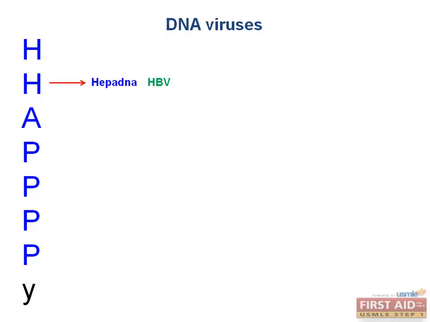Hepadnavirus is next. There are 5 hepatitis viruses, conveniently named A, B, C, D, and E. Hepatitis B is the only DNA virus, while the others, A, C, D, and E, are RNA viruses. We'll come back to talk about all of the hepatitis viruses together later in this section.